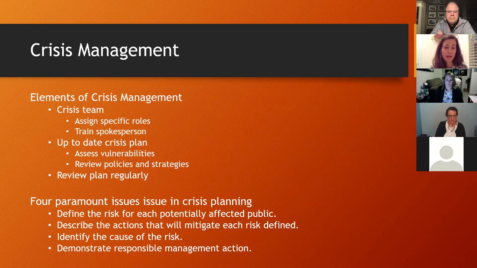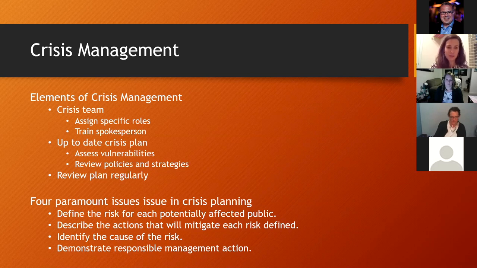And then the four paramount issues in crisis planning: defining the risk for each potentially affected public, describing the actions that will mitigate each risk defined, and identifying the cause of the risk and demonstrating responsible management action. So this is more of a process within crisis planning as you encounter these situations.